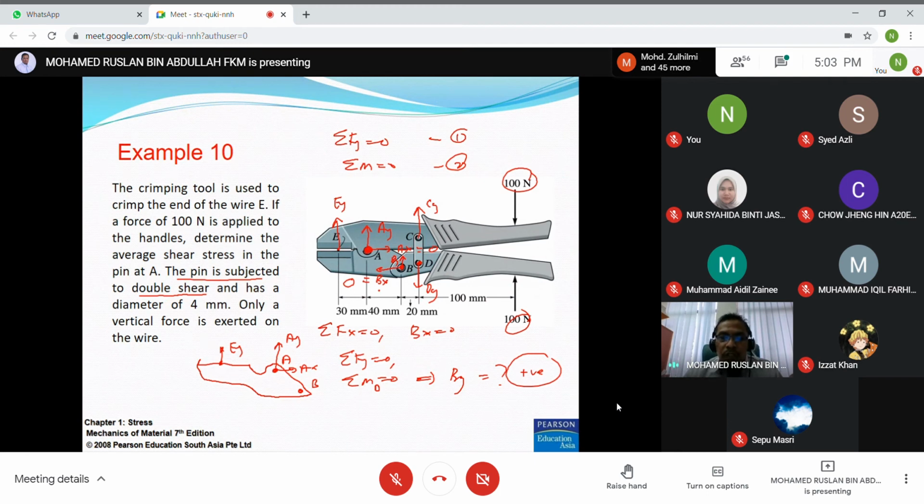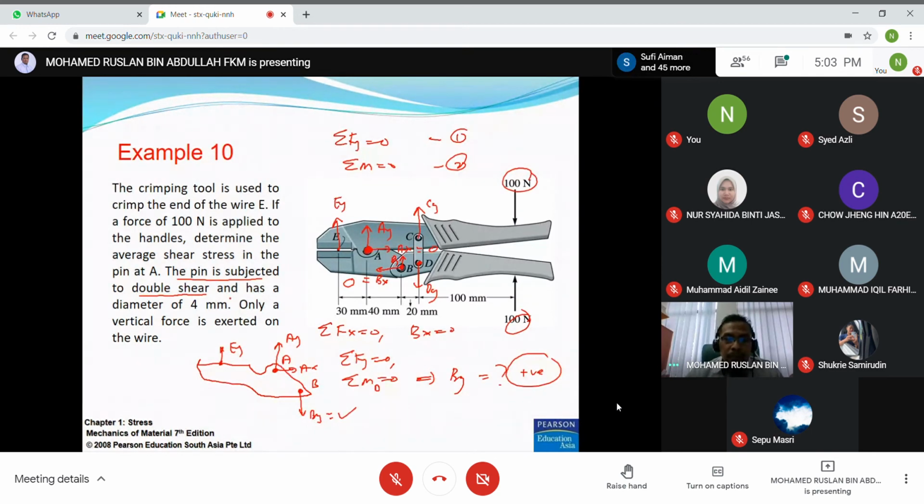So when you want to transfer to the second component here, By must be upward or downwards? Downwards. So this is By. Okay, By. So this one, you know the magnitude of By.